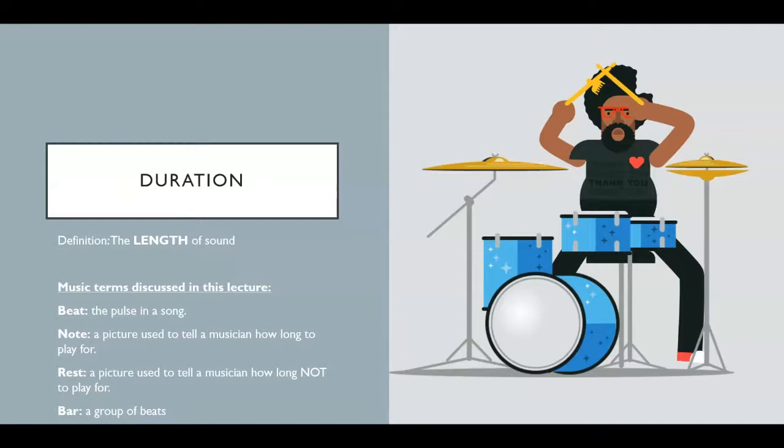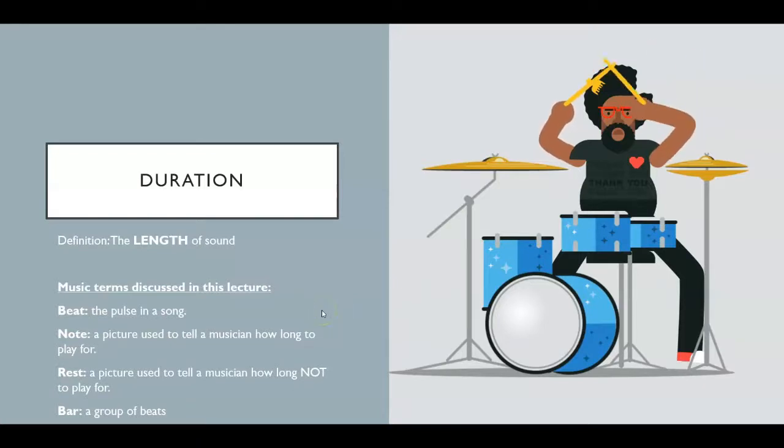Similarly in music, duration just means the length of sound. So in music we have long notes and short notes, or we can have a fast song or a slow song. This all has to do with the length of sound, and that's what we talk about in duration. We're going to talk about these four terms in this lecture: beat, note, rest, and bar. And so I'm going to tell you about what they mean and how we use them in music.